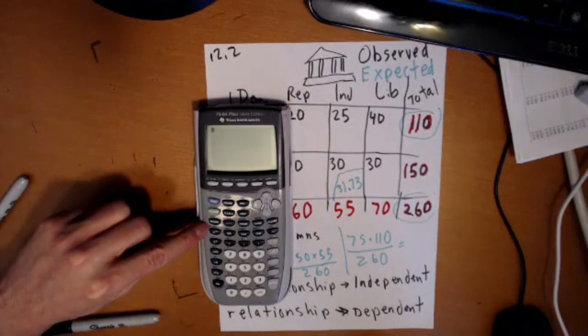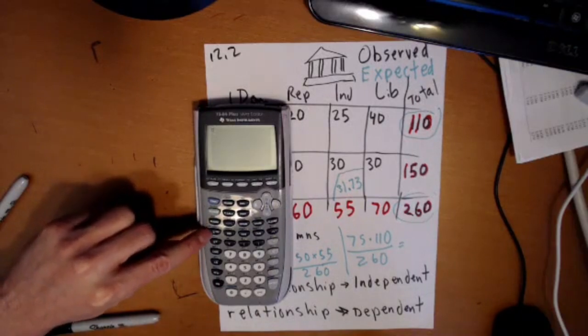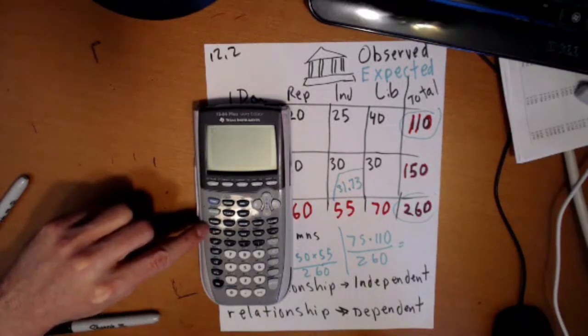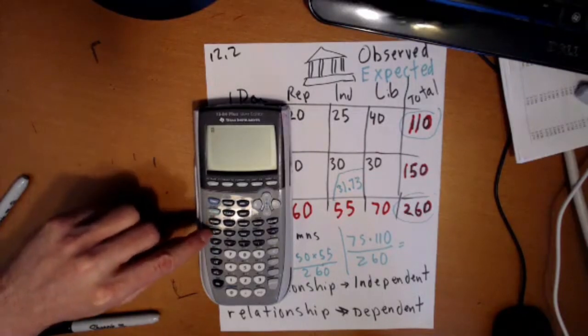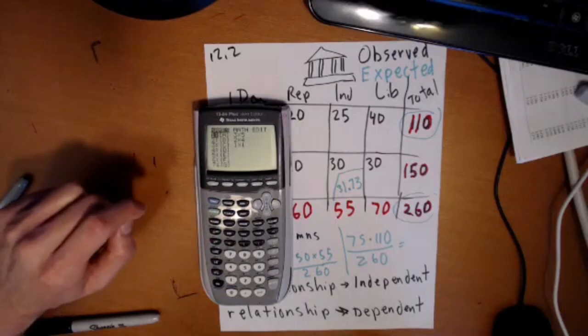It says matrix in blue on my calculator. It's above that button. It's kind of hard to see, but look for the word matrix. You're going to have to hit the second first. So second, and then hit that button to go to matrix.